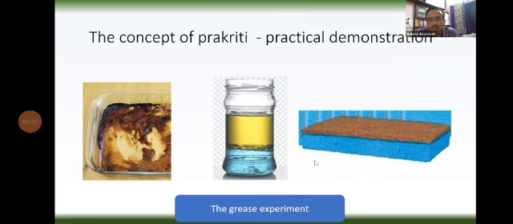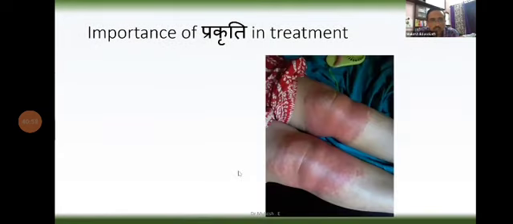Now, if you have to take out the grease from these three substrates, can we do it with the same measure? No. So we may rub on the glass, but we cannot rub on the sponge. The sponge will get destroyed. In the same way, for the same disease in different Deha Prakritis, you may have to go for different therapeutic protocols. So that is why a single disease equal to a single drug is not at all the way of Ayurveda.